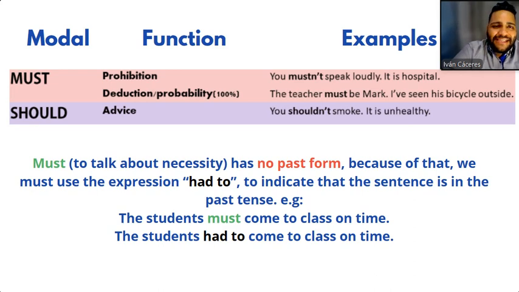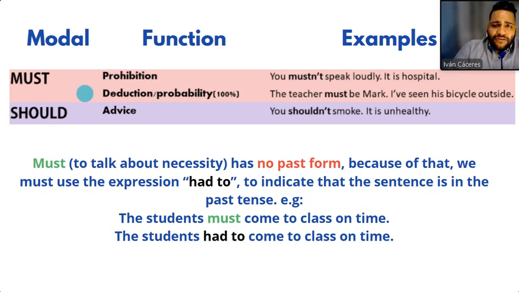El profesor tiene que ser Mark o debe ser Mark, pero estoy seguro de eso. ¿Por qué? Porque acabo de ver que su bicicleta está afuera, ¿ok? Entonces, en este caso, la probabilidad o la deducción es prácticamente infalible, ¿ok? Por eso podemos utilizar este modal como si fuera tiene que o debe, ¿ok?